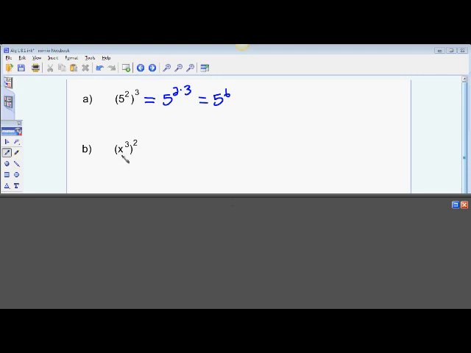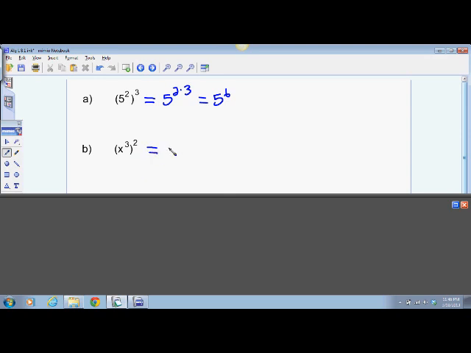Looking at the next example, we have x to the 3rd raised to the 2nd. That's like saying we have x^3 twice. A power being raised to a power, you multiply the exponents. And that ends up being x to the 6th.